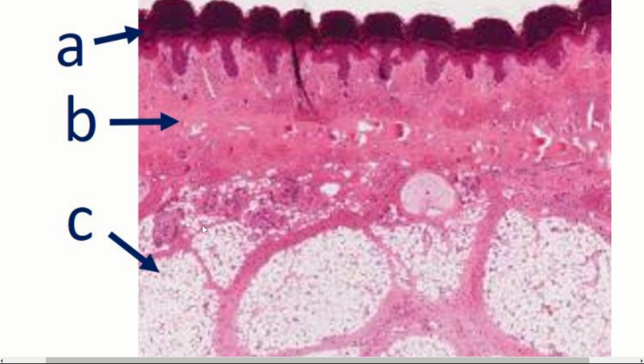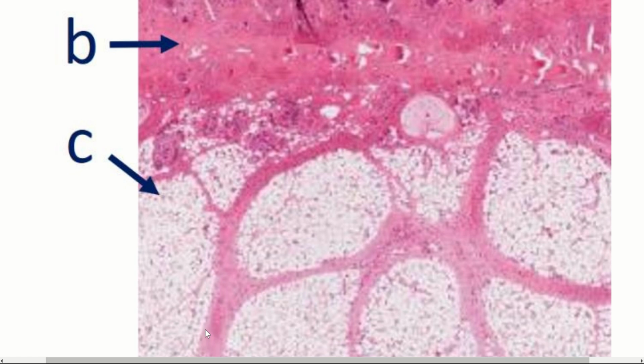C, so this is that adipose tissue, right? That chicken wire, that white fat that we have here. So this is mainly energy storage right here.